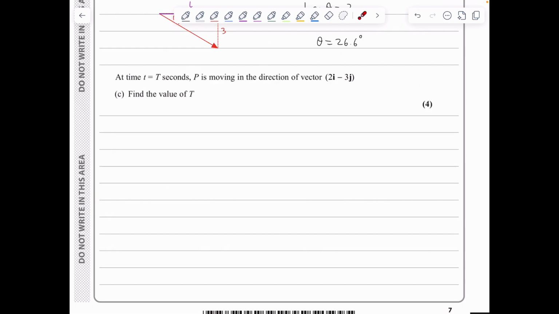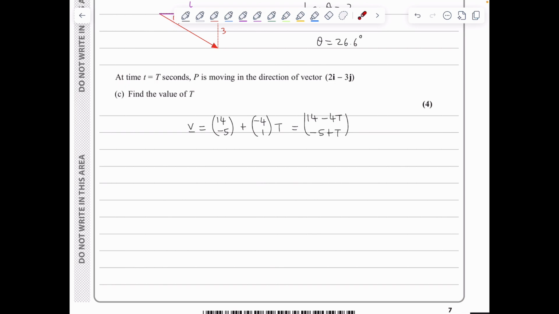In part C, we're told that when t is capital T seconds, P is moving in the direction of 2i minus 3j, and we need to find the value of capital T. Well, we know that the velocity is the initial velocity of (14, negative 5) plus the acceleration of (negative 4, 1) times the time capital T. So we're looking at 14 minus 4T and minus 5 plus T.